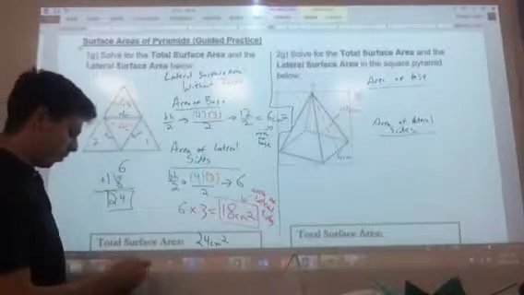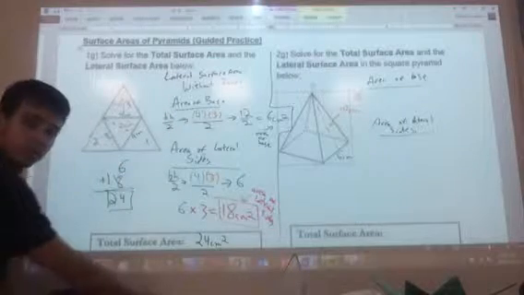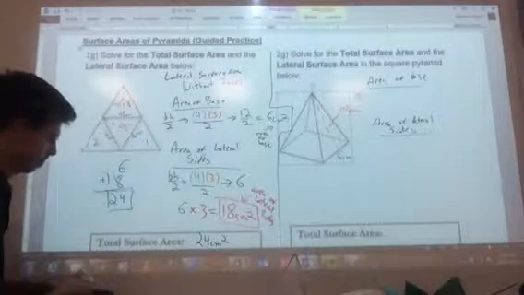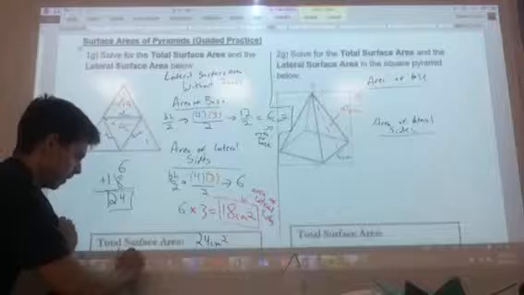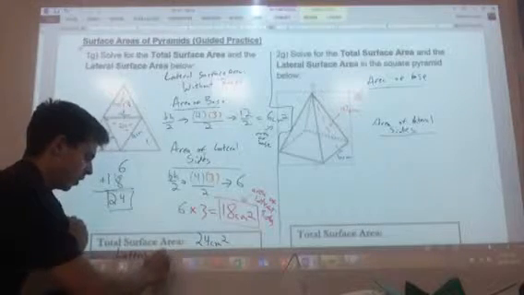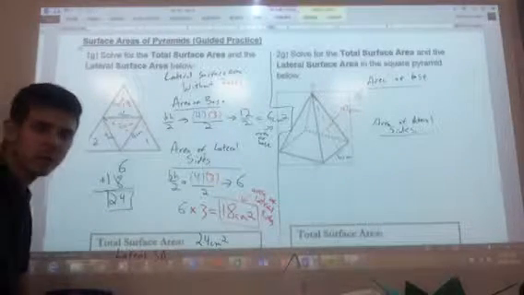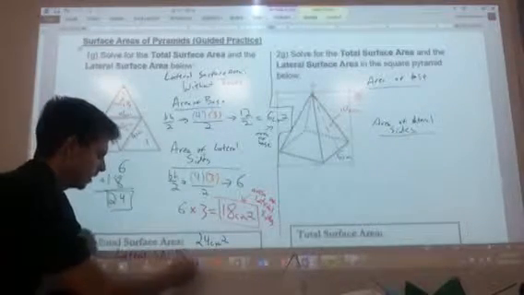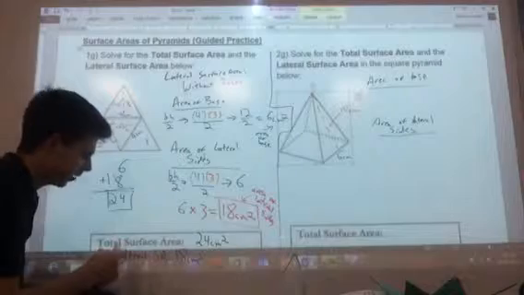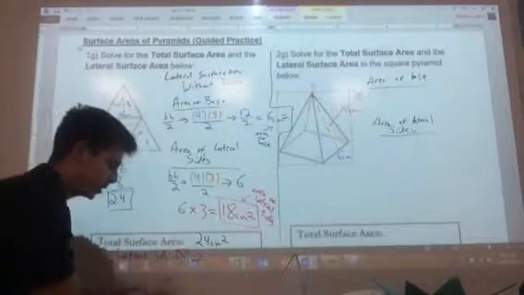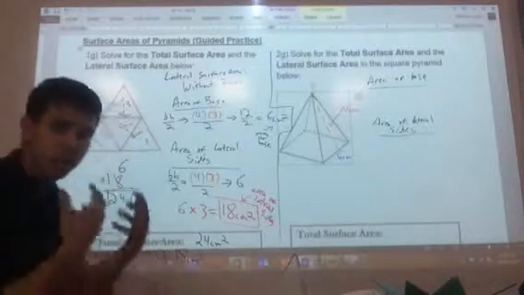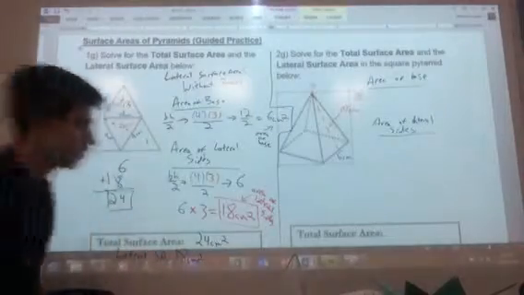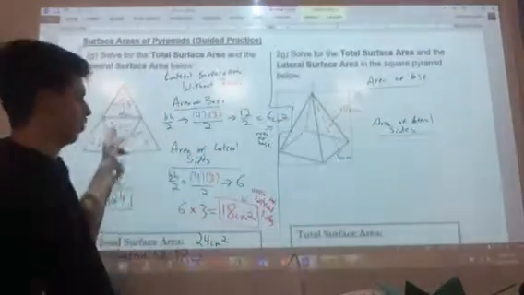And then lateral surface area. Can you see that? Kind of, yeah. It's just the lateral size, which is 18 centimeters squared. Notice how the lateral surface area is always a little bit less than the total. The total combines one more thing, which is those two bases. Well, in this case, just the one base.